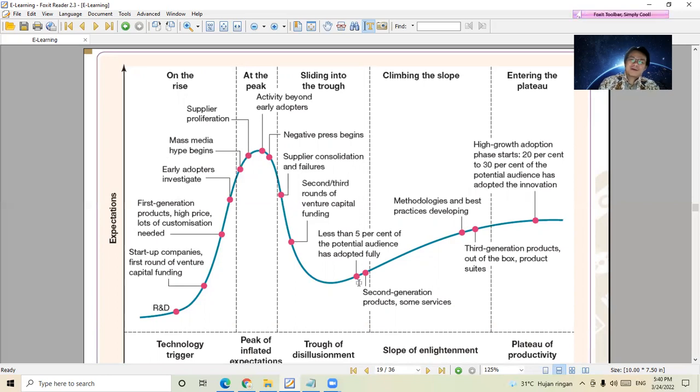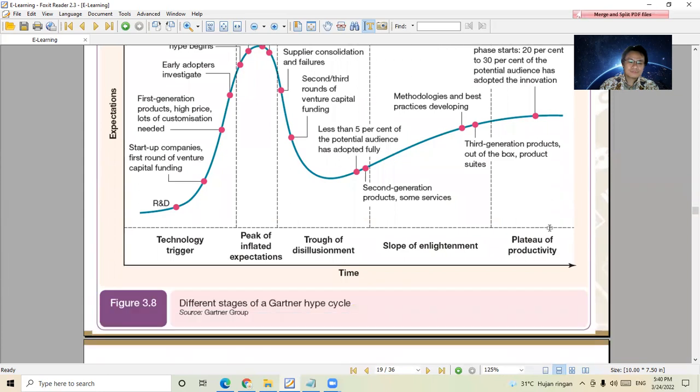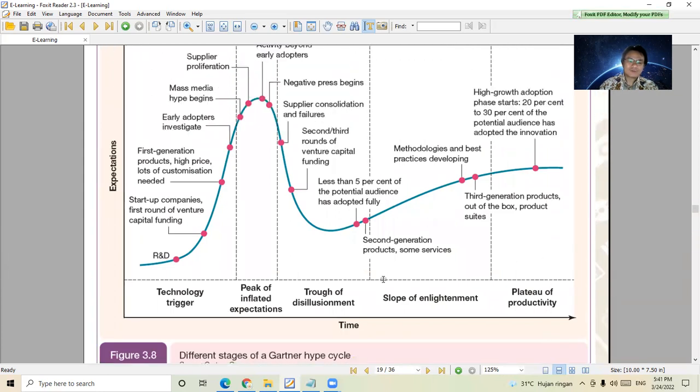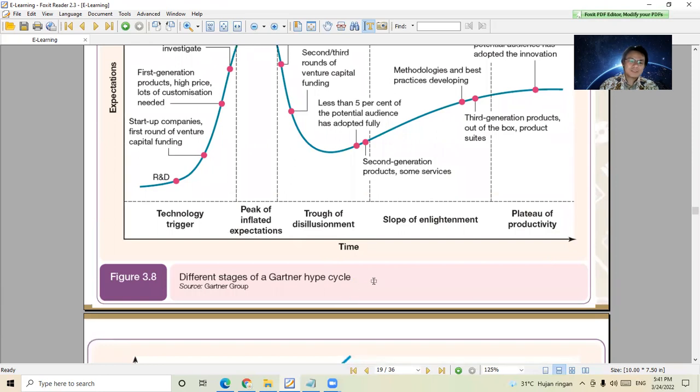And afterwards there is a plateau. Plateau means it doesn't increase much, it's just stable. It doesn't increase, but it doesn't decrease as well. This is according to Gartner. We call it the Gartner hype cycle.